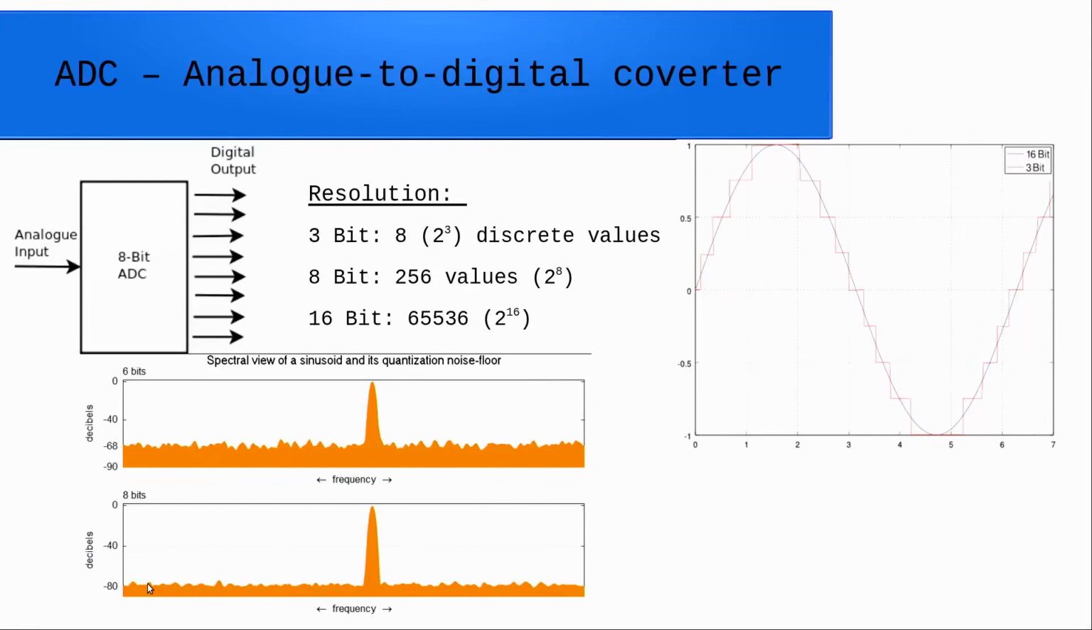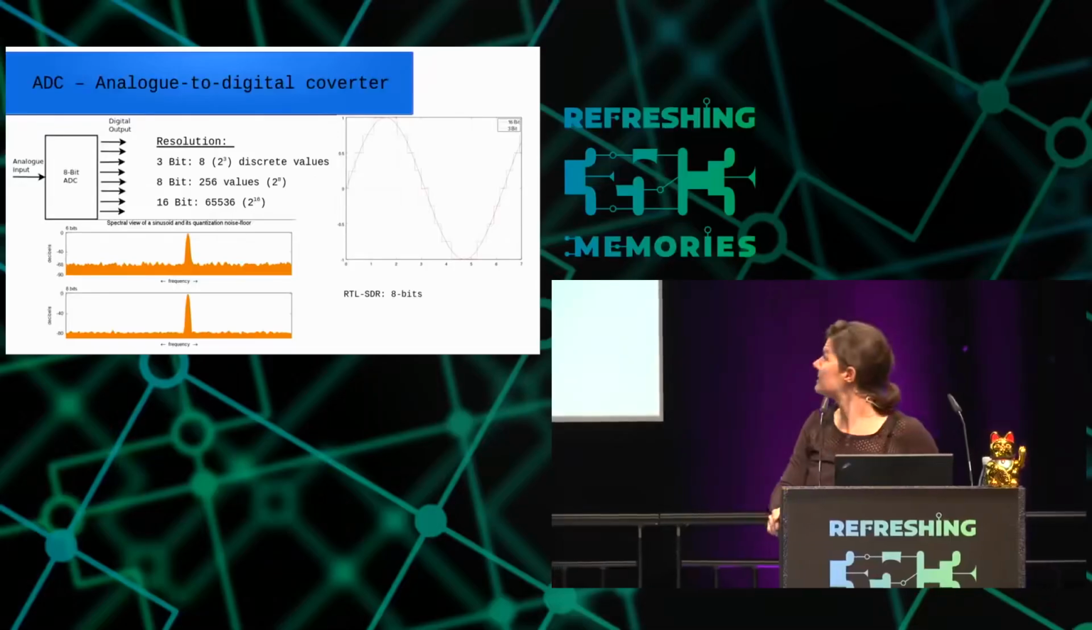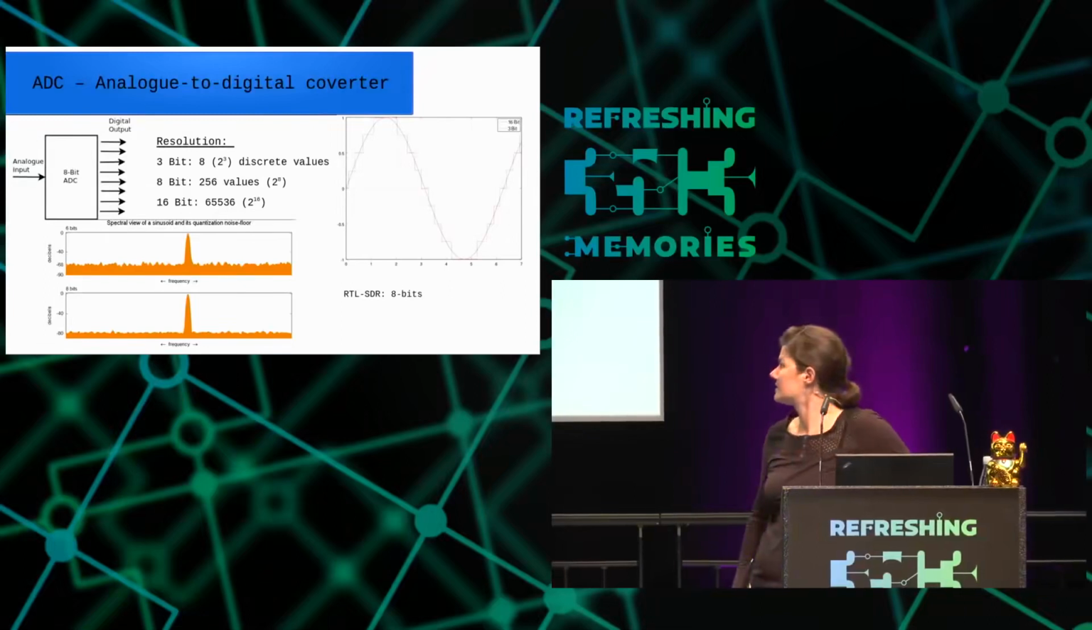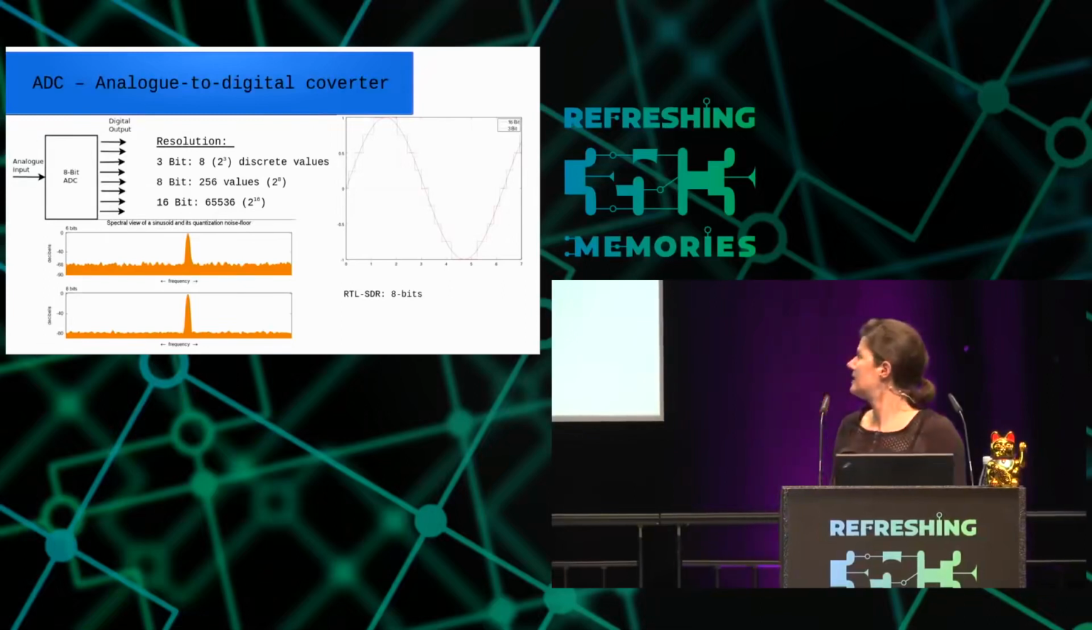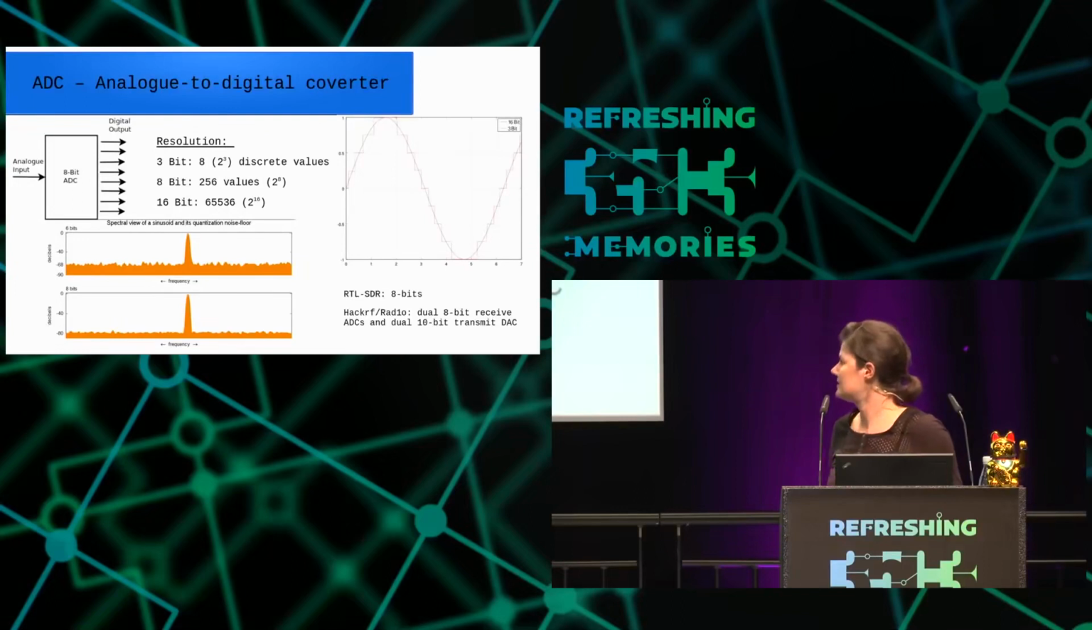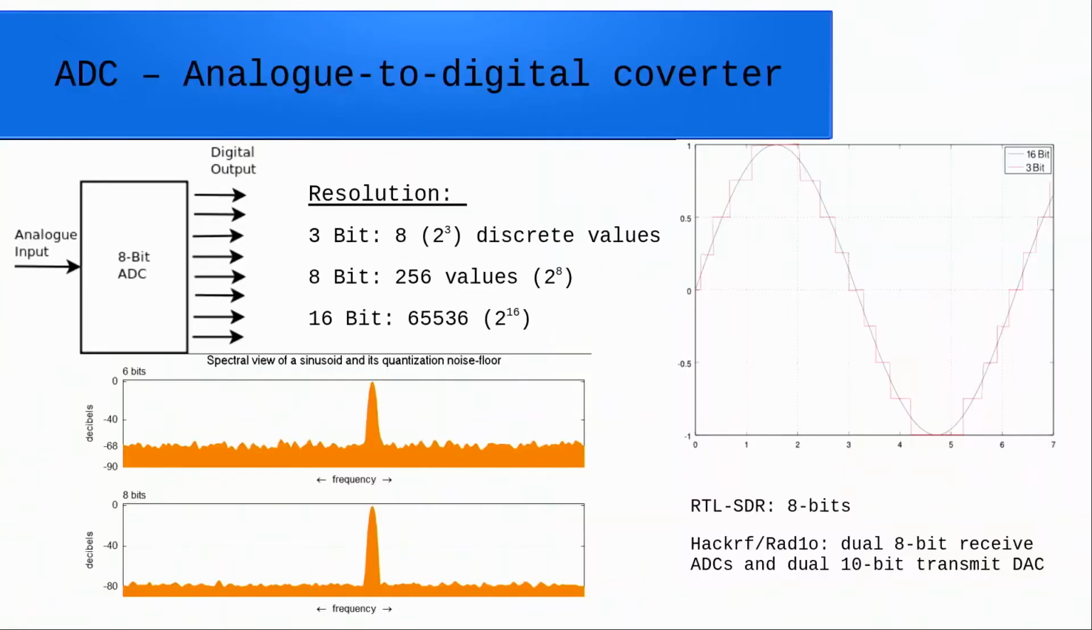What we also see here are some examples. The RTL-SDR has an 8-bit ADC. The HackRF and the radio badge have dual 8-bit receive ADCs, and as they are also for transmitting purposes, they have a dual 10-bit transmit DAC, so the other way around, to get your digital signal into the analog domain again. The RTL-SDR is only for receiving purposes.